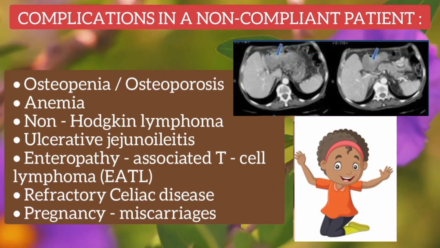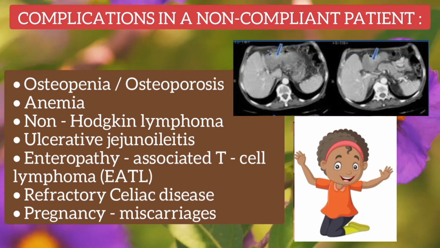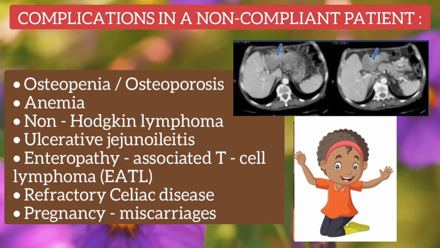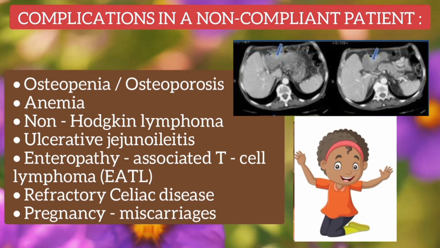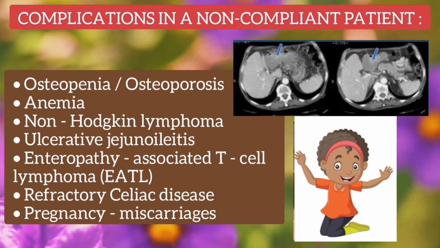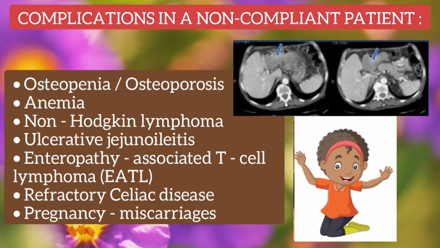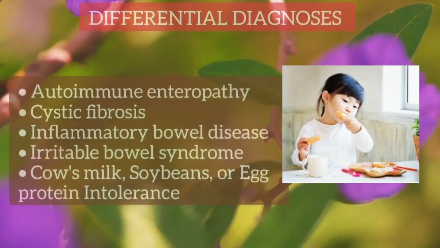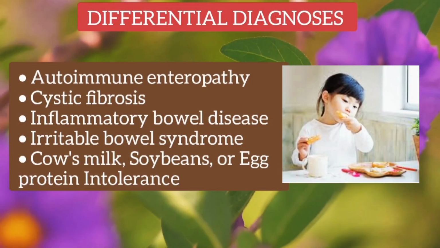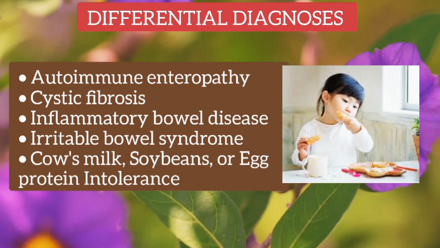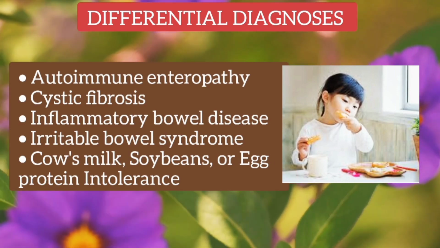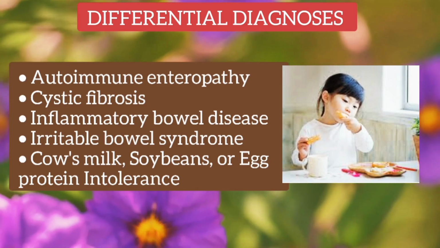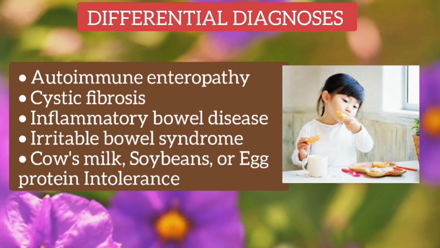Now, complications of celiac disease in a non-compliant patient. These include osteopenia, osteoporosis, anemia, non-Hodgkin lymphoma, ulcerative jejunoileitis, enteropathy-associated T-cell lymphoma, refractory celiac disease, and recurrent abortions. Now, the differential diagnosis of celiac disease in a child includes autoimmune enteropathy, cystic fibrosis, inflammatory bowel disease, irritable bowel syndrome, cow's milk, soybean, or egg protein intolerance.